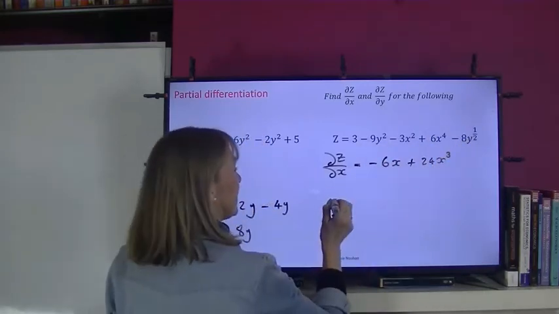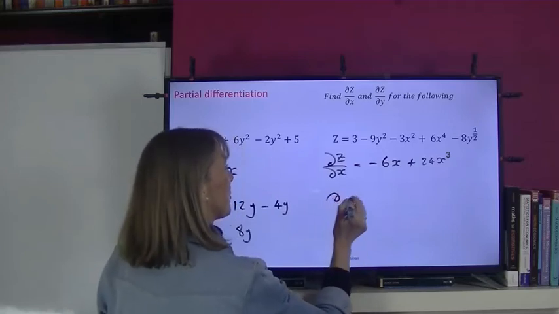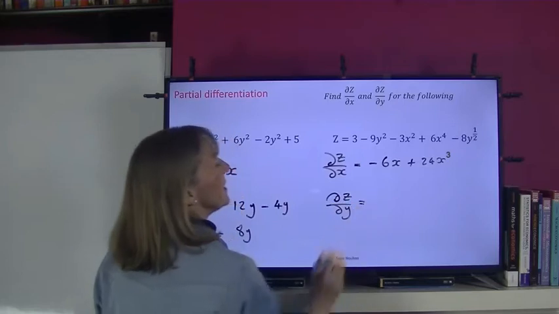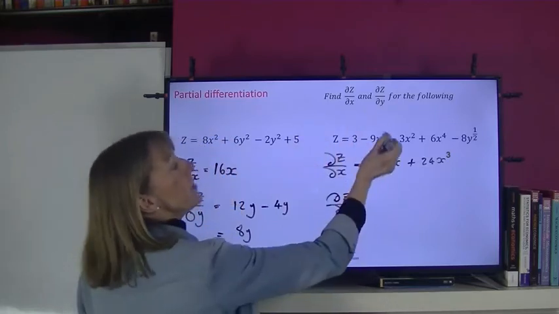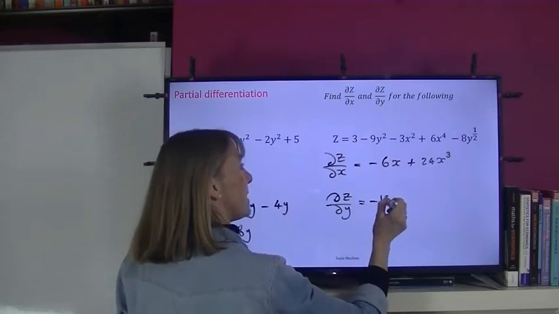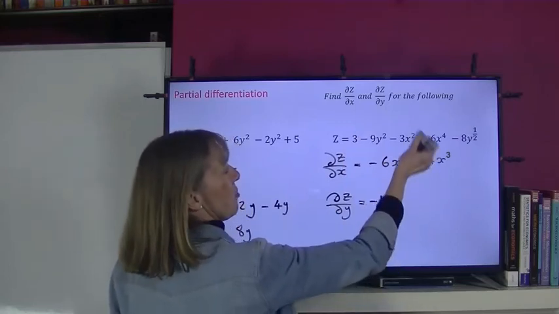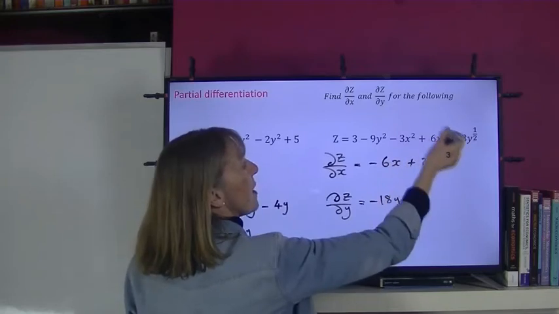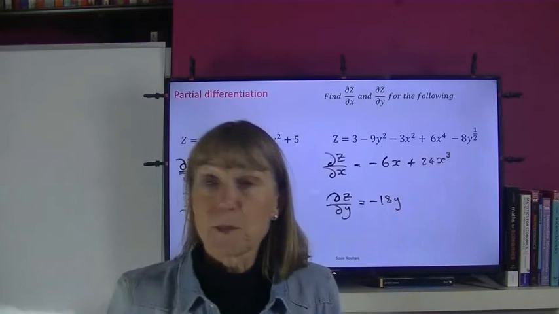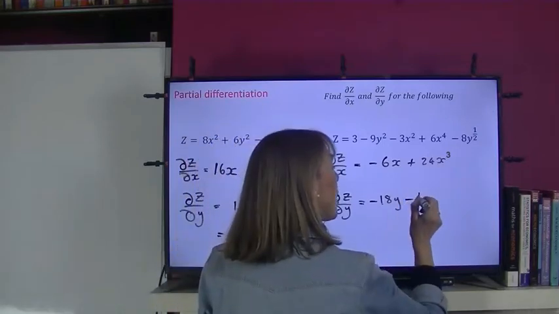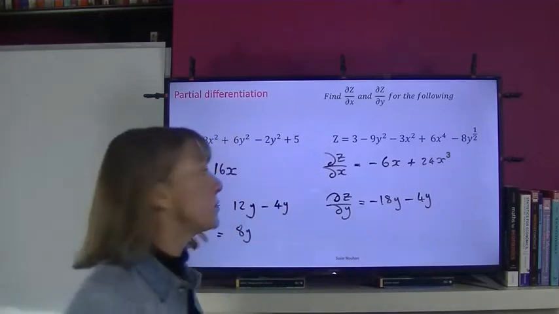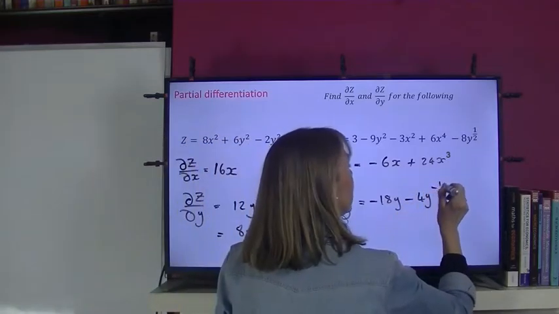So now let's differentiate with respect to y. So the constant goes away. I differentiate this as normal, so 2 times minus 9 is minus 18y. That goes away as a constant, that goes away as a constant, so I do need to differentiate that. So half times minus 8 is minus 4, and I drop the power by 1, half minus 1 is minus half.